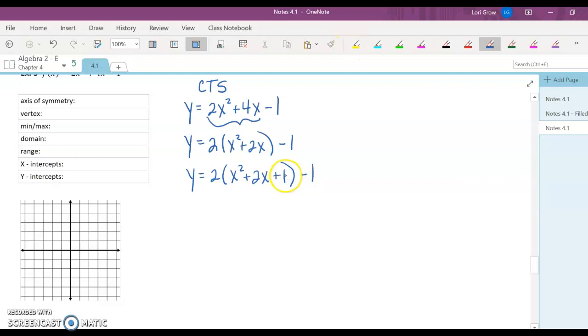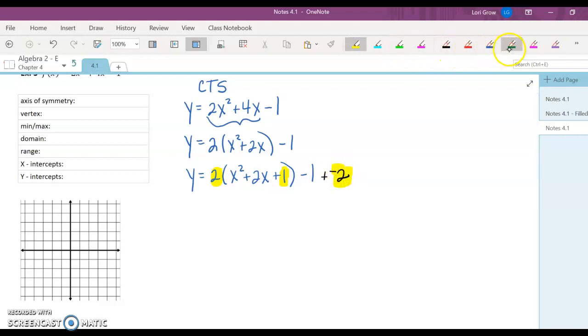All right, now remember, I didn't just add 1. I put 1 in the parentheses, but I technically added a value of 2 onto this function. If I add 2 onto it, then I also have to add on a negative 2, because remember, I want to keep the equation balanced.